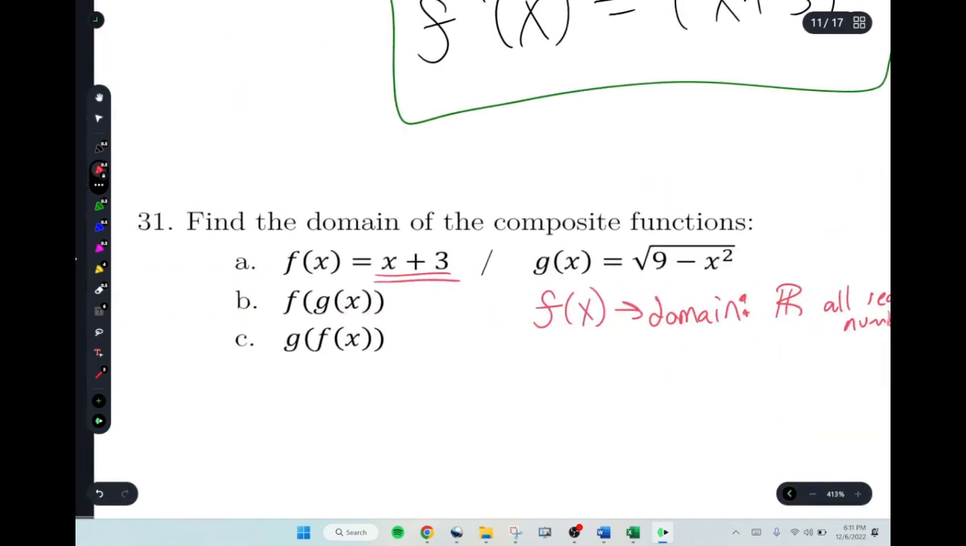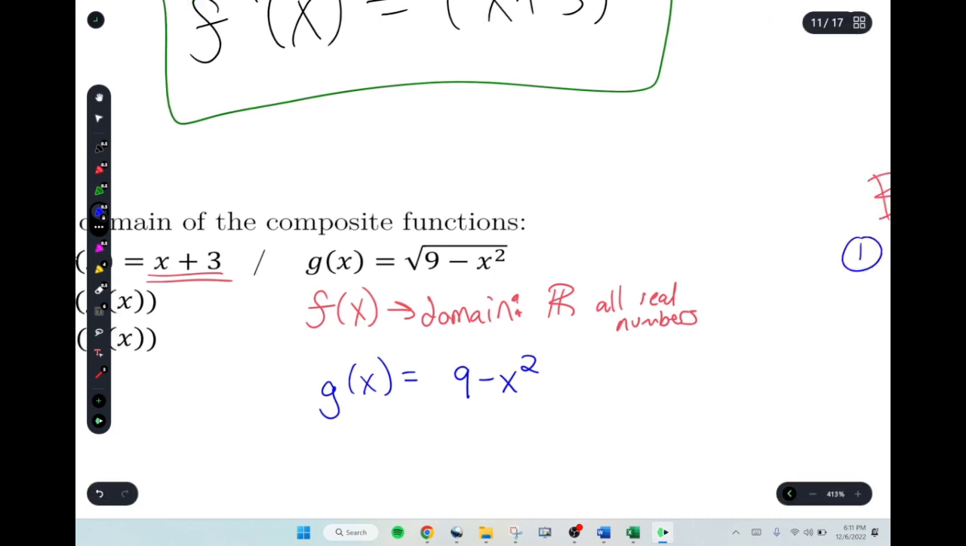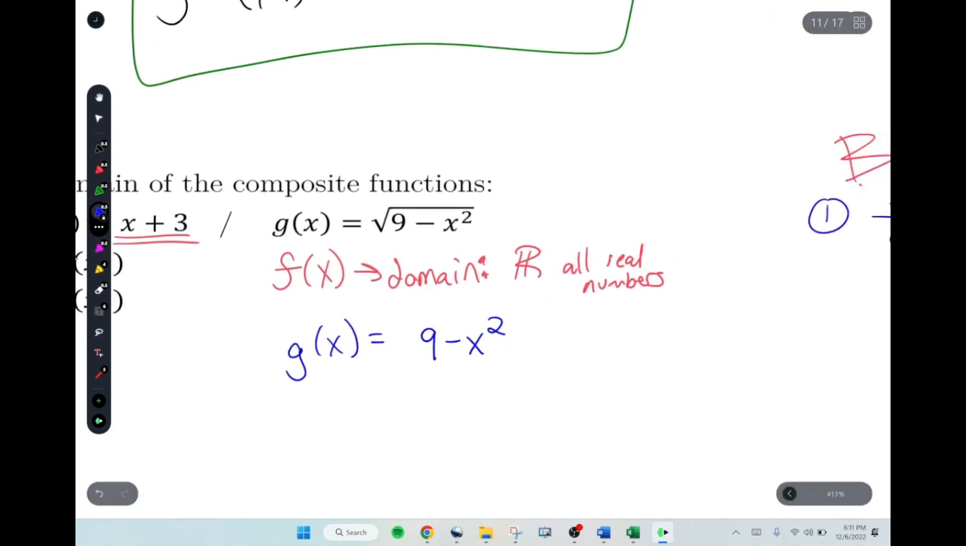Do we have any of that happening in the first one? No. What about the second one? Yes. The stuff inside here better be greater than 0, or can it be 0? Square root, yes. ln, no. Square root, yes. Logs and ln's, no.